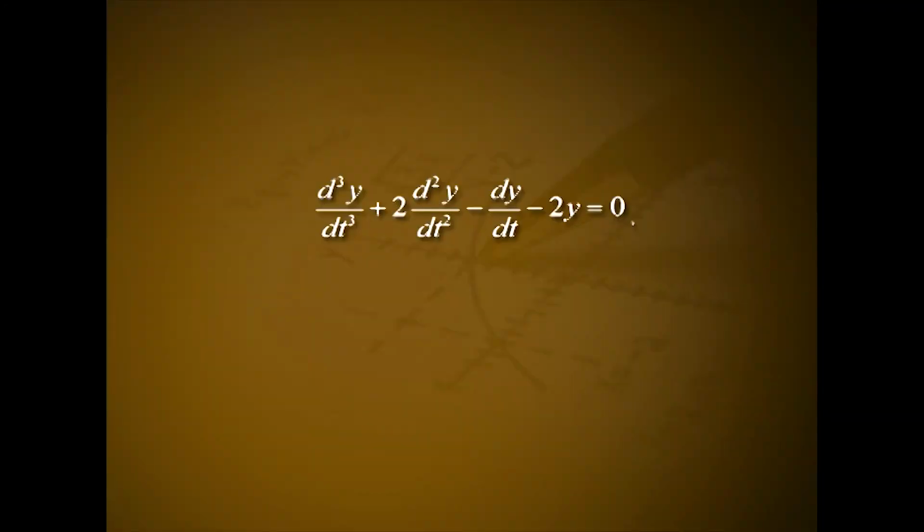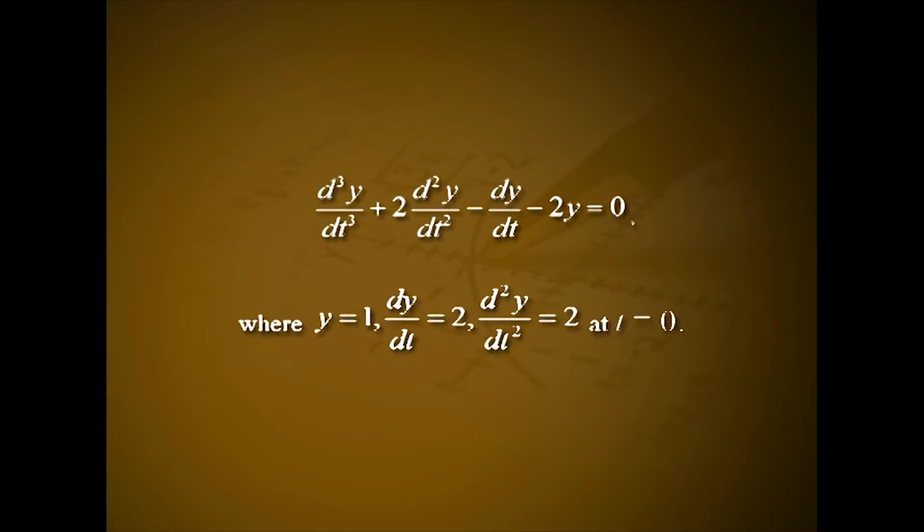Example 1. Solve the equation d^3y/dt^3 + 2 d^2y/dt^2 - dy/dt - 2y = 0, where y = 1, dy/dt = 2, d^2y/dt^2 = 2 at t = 0. Solution. The given equation is y''' + 2y'' - y' - 2y = 0.